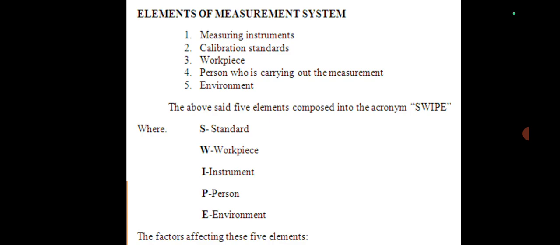Next, what are the elements of the measuring system used in metrology? These are the points. First one is measuring instruments, calibration standards, workpiece, and the person who is carrying out the measurement. Fifth one is environment. These points can be concluded as a single word, SWIPE. S indicates standard, W indicates workpiece, I indicates instrument, P indicates person, and finally E indicates environment. These are the factors affecting these 5 elements.